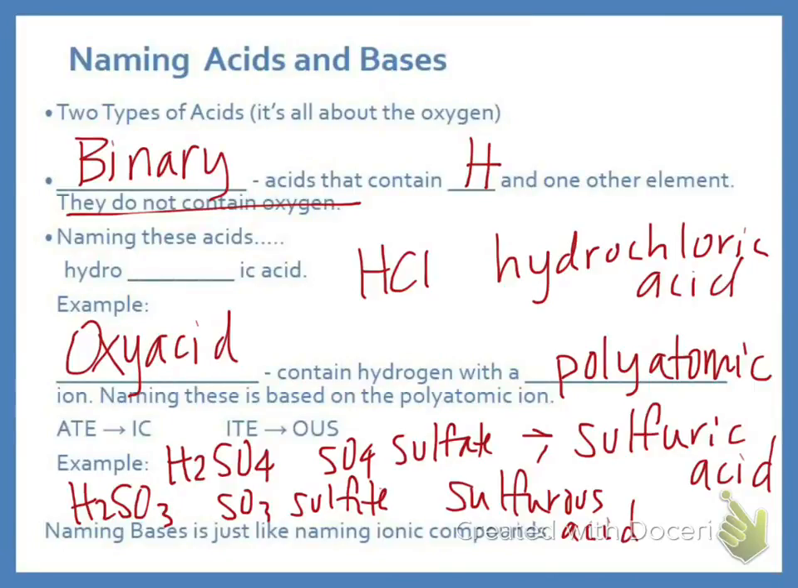Okay, and then when you're doing the bases, they're named just like normal ionic compounds that we learned to name. So sodium hydroxide, NaOH, lithium hydroxide would be LiOH. There's no special rules for those. They're just named like normal ionic compounds. Okay, because even though they're a base, we call them a base, they are an ionic compound because it's a metal and a nonmetal.